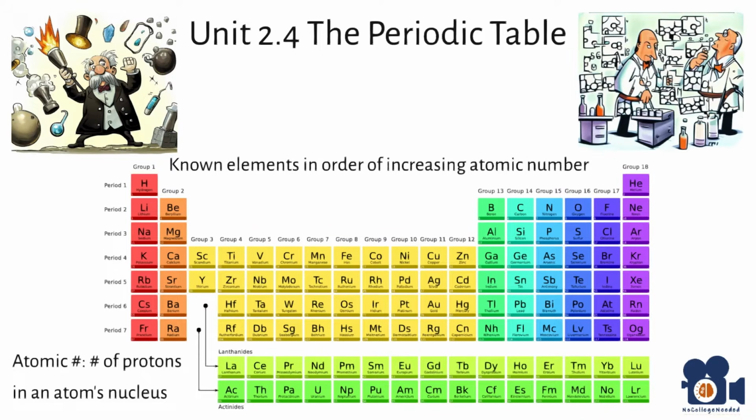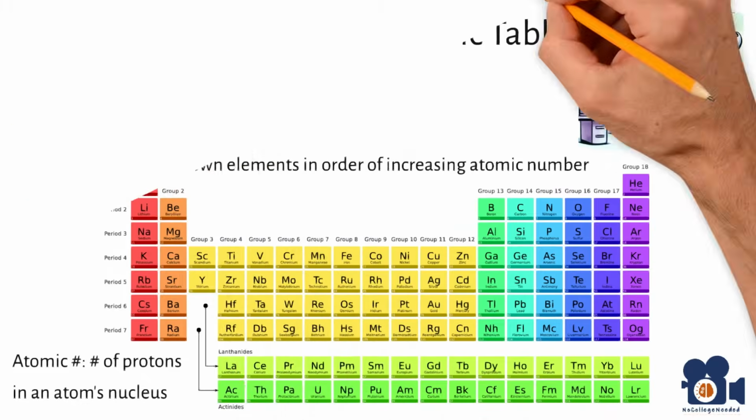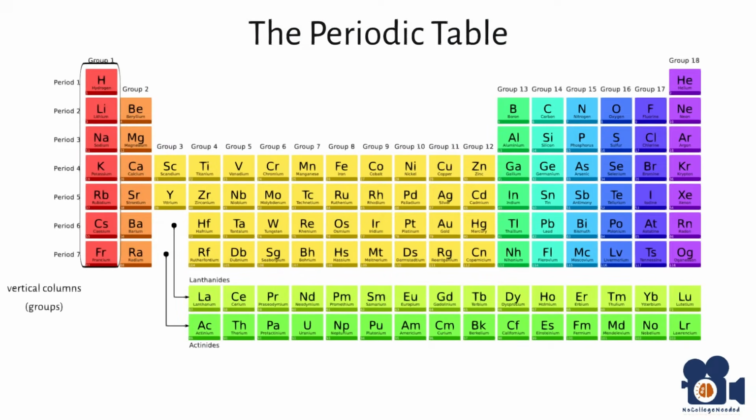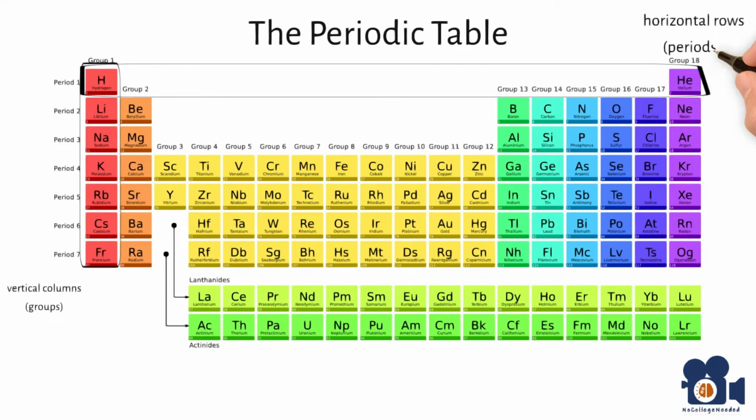The first version of the periodic table was proposed by Russian chemist Dmitry Mendeleev in 1869 and has since been revised and expanded as new elements have been discovered. The periodic table organizes elements into vertical columns called groups and horizontal rows called periods based on their electron configurations and chemical properties, allowing scientists to make predictions about the properties of elements that have not yet been discovered.